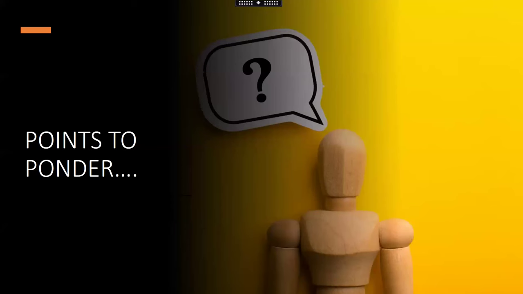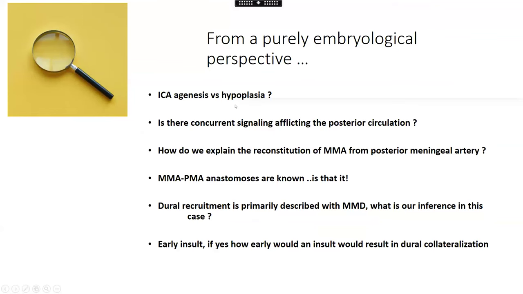So with this presentation, we come to the points to ponder, or the points of discussion. From a purely embryological perspective, is this essentially ICA agenesis versus ICA hypoplasia, keeping in mind that there is presence of carotid canals bilaterally, albeit in very reduced caliber, but we do see that. And we also see the streak of contrast which is emanating from the carotid bulb.